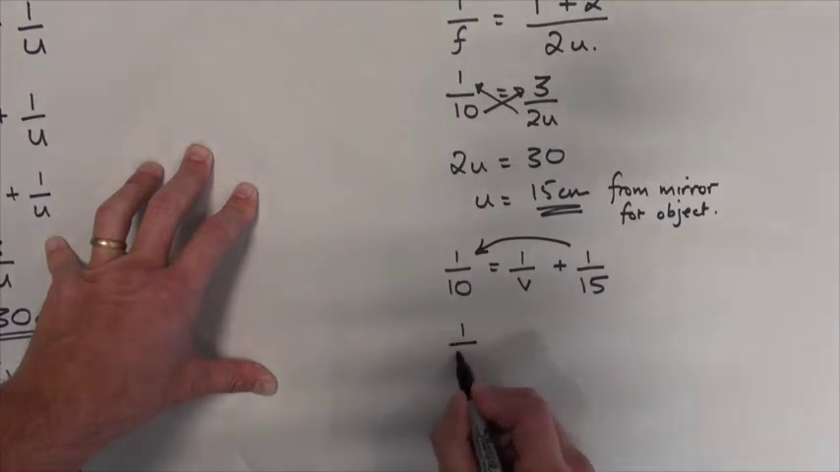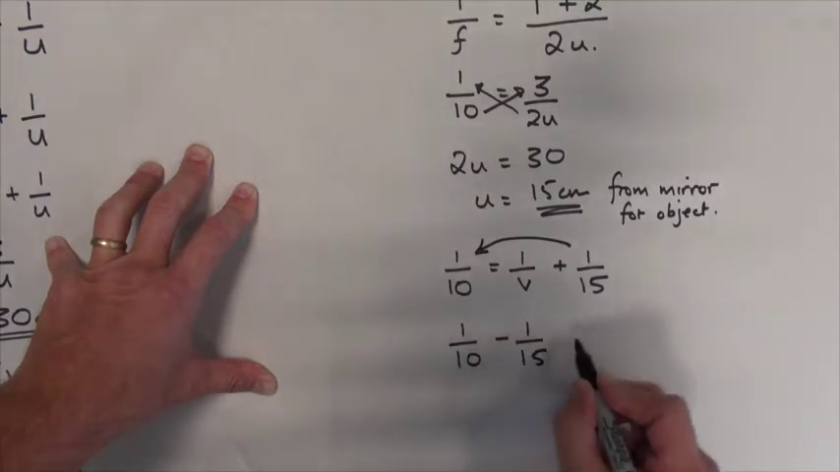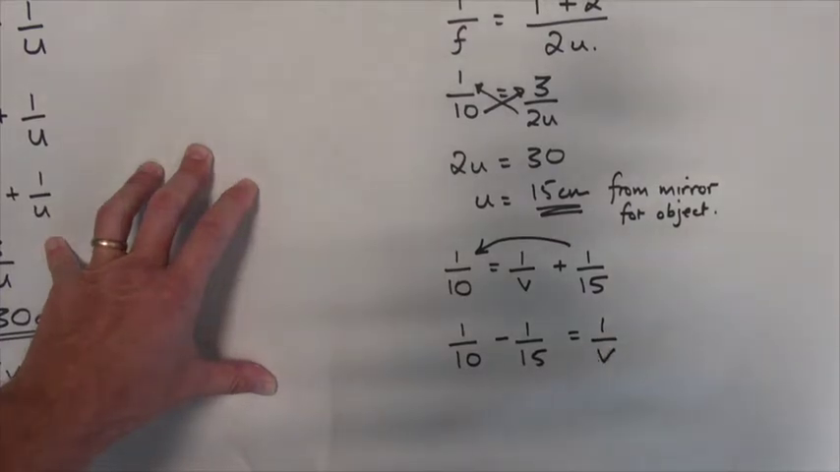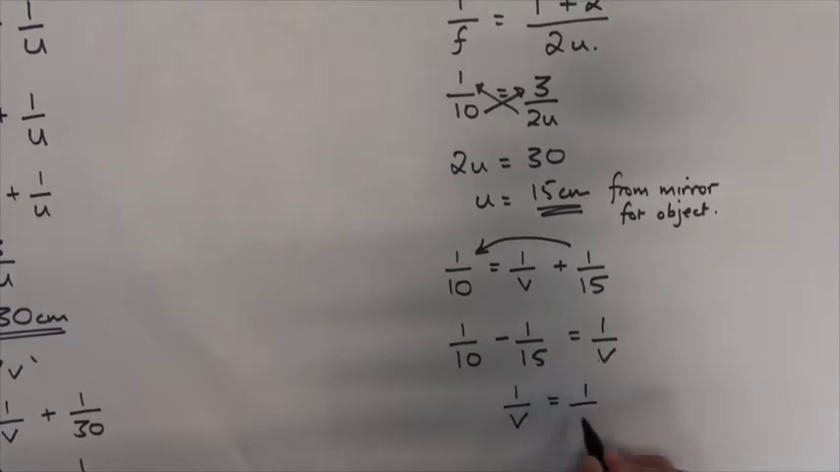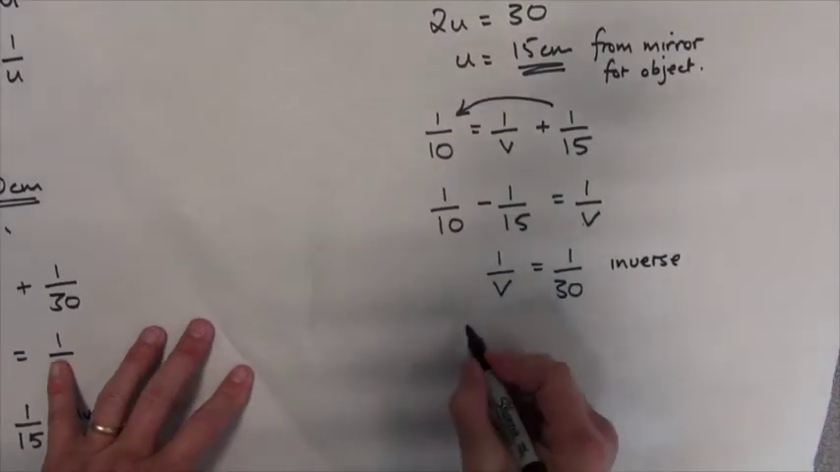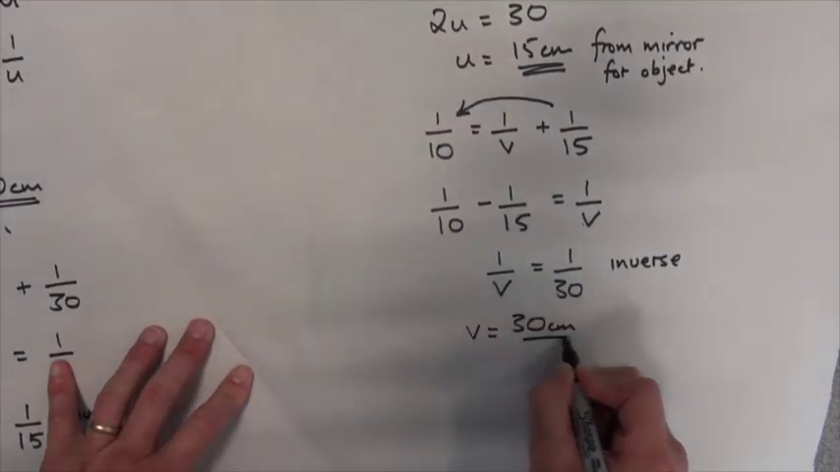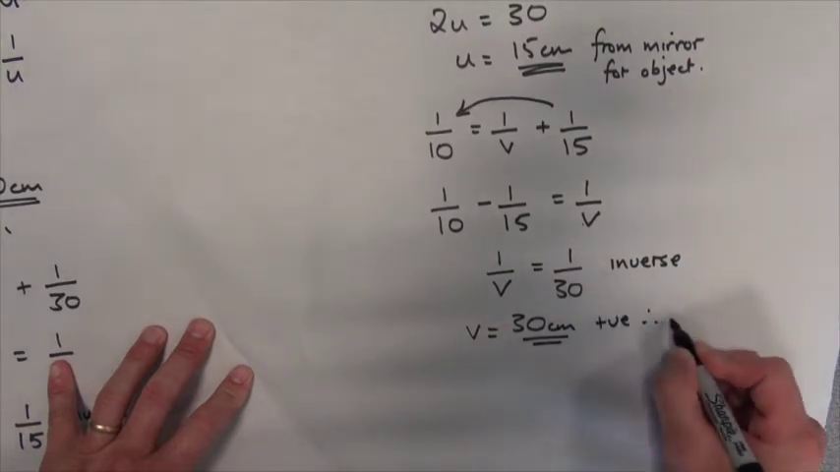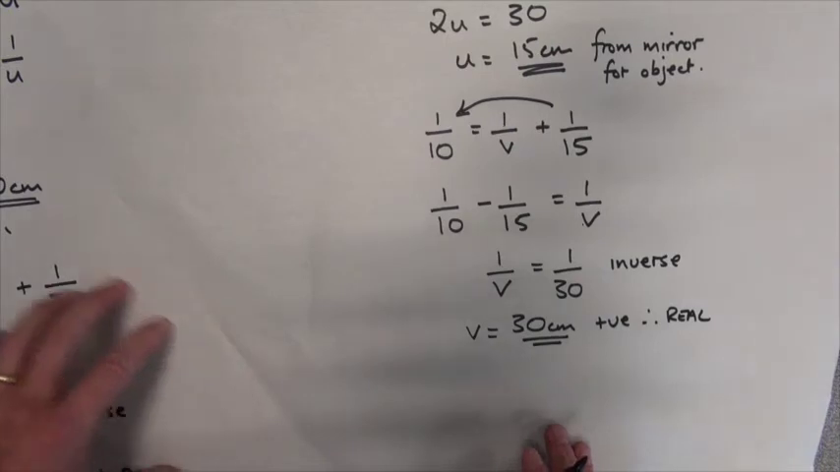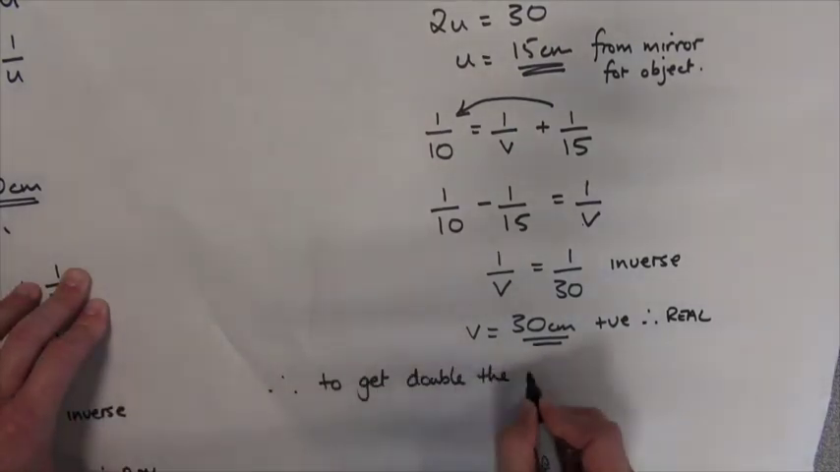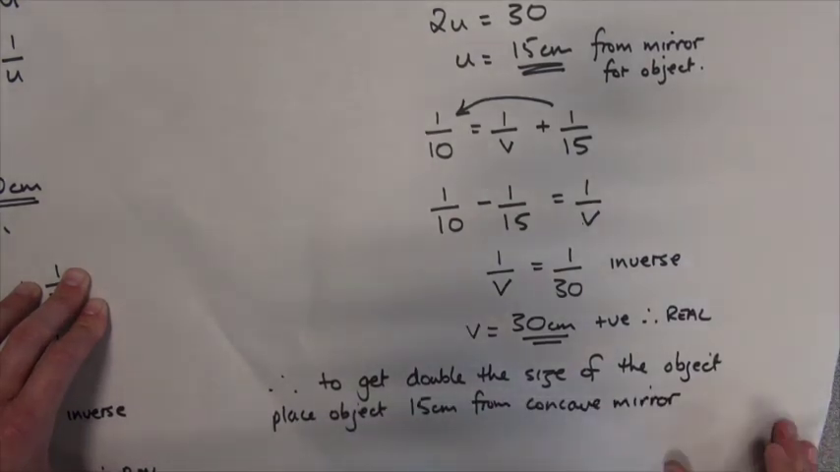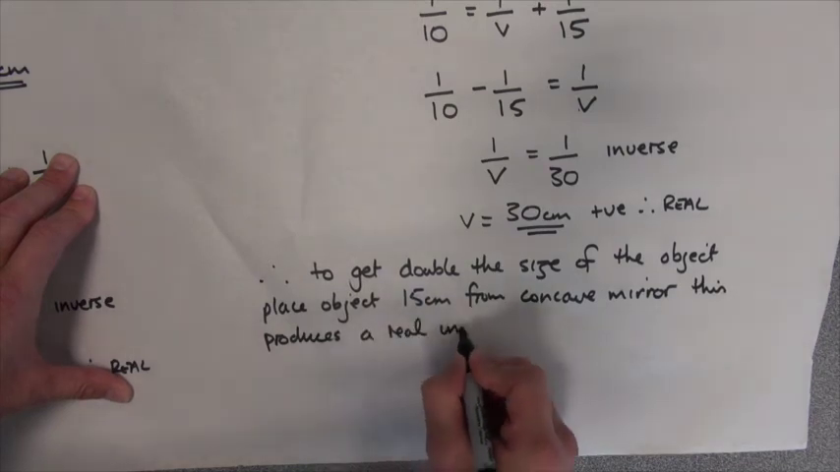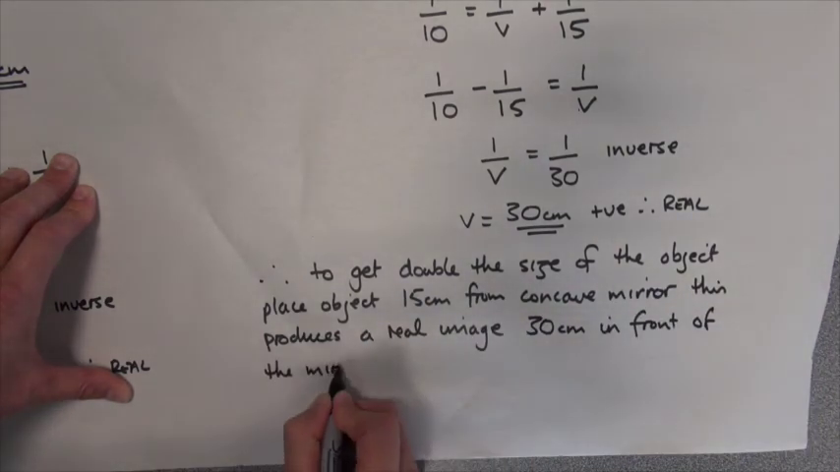Take it to the other side, so we'll get 1 over v. Then I solve the equation, so I get 1 over v equals 1 over 30. Then I inverse, and as a result, v will equal 30 centimeters. Because it's positive, it also means that my image is now real, so I fulfilled the question. So to get double the size of the object, we need to place the object 15 centimeters from the concave mirror, and this produces a real image 30 centimeters in front of the mirror.